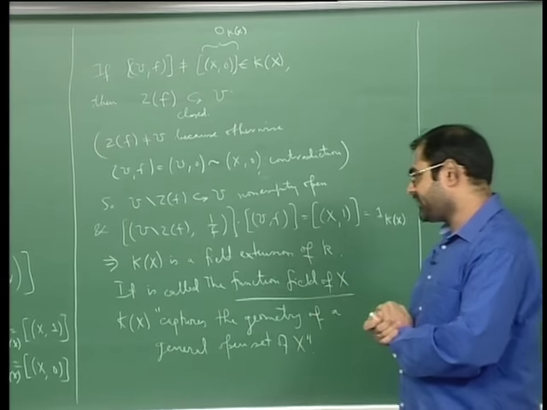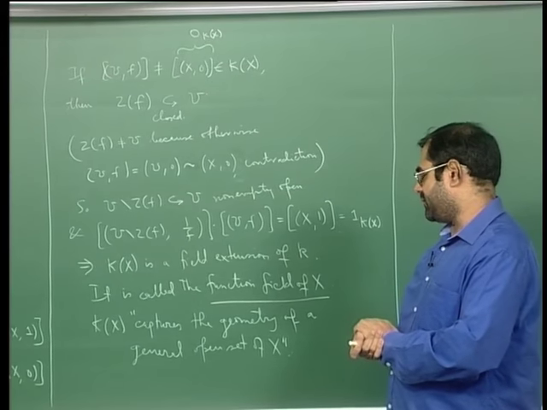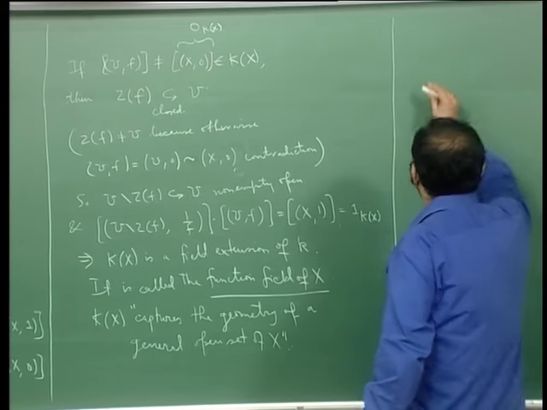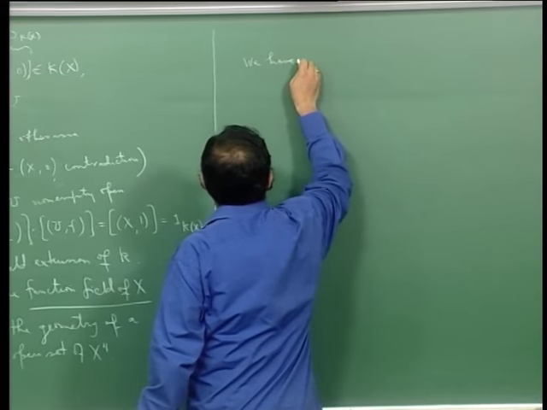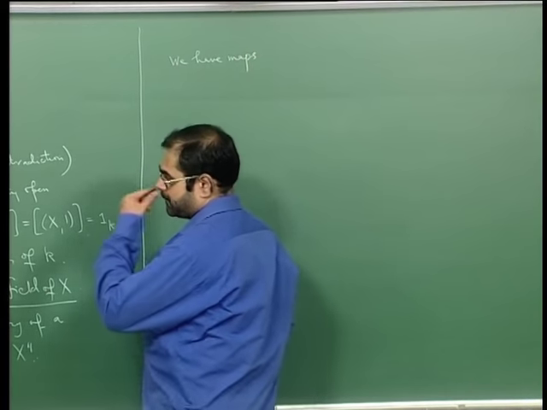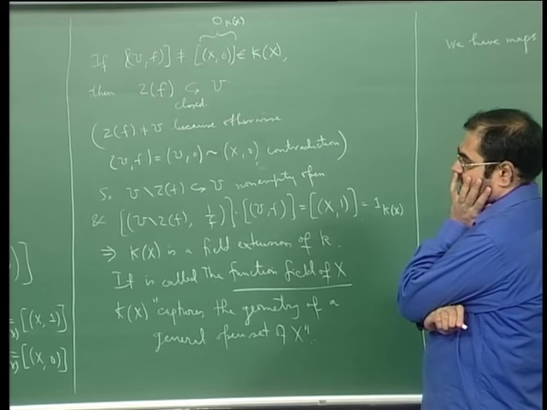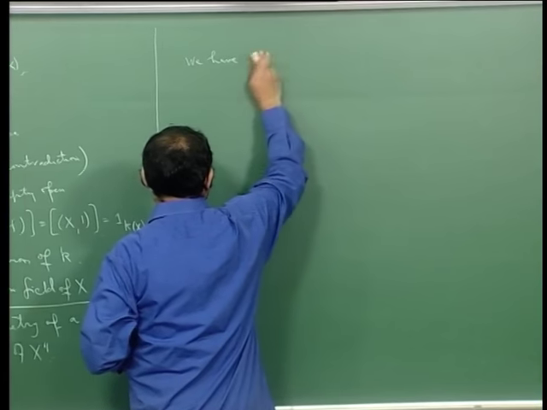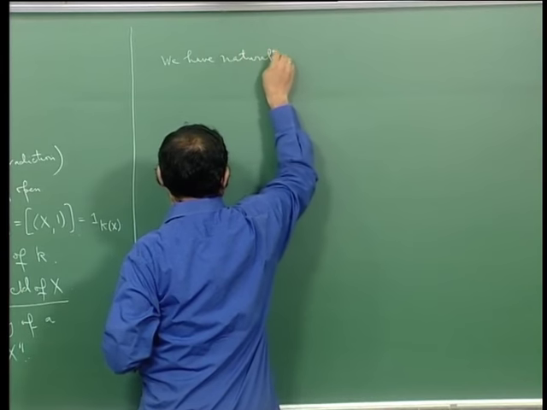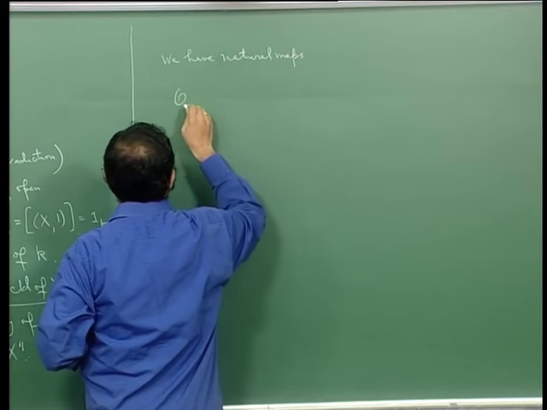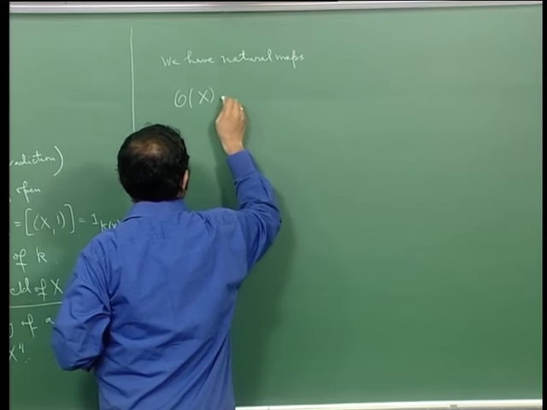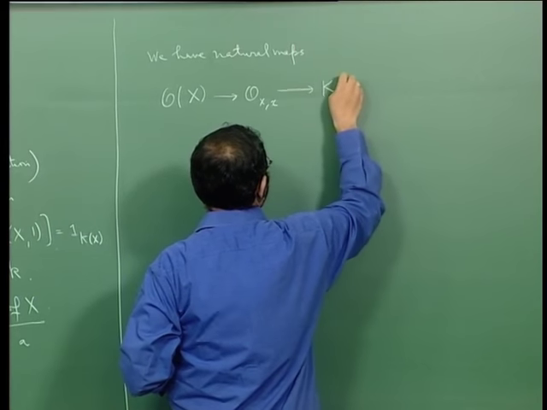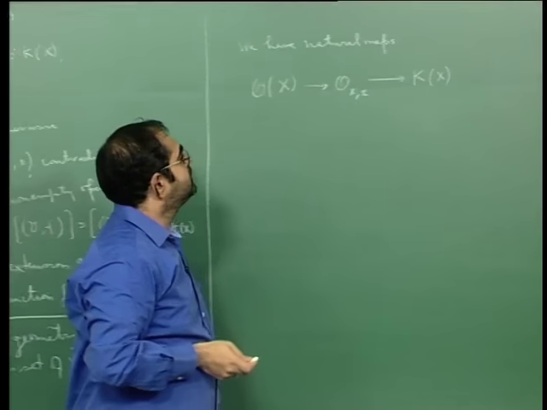So now comes the following question: how are these things connected? The first thing I want to tell you is that we have natural maps, O(X) to the local ring, and so on. There are maps like this.